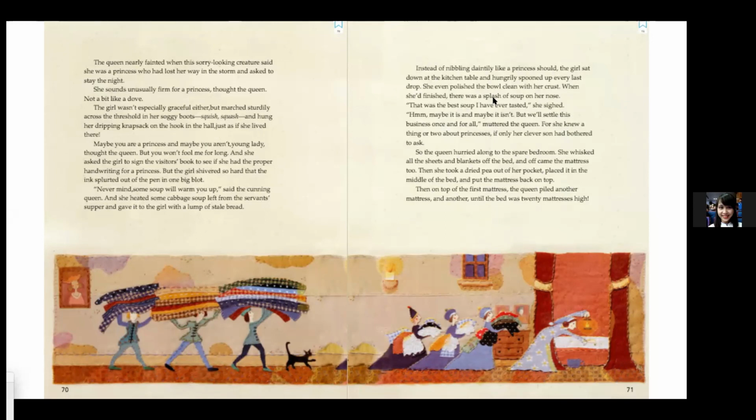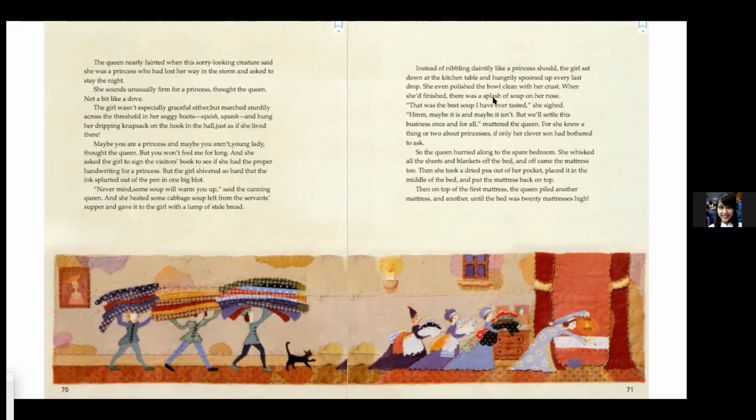Swish swash. The girl wasn't especially graceful either, but marched sturdily across the threshold in her soggy boots. Her dripping snack on the hook in the hole, just as if she lived there.